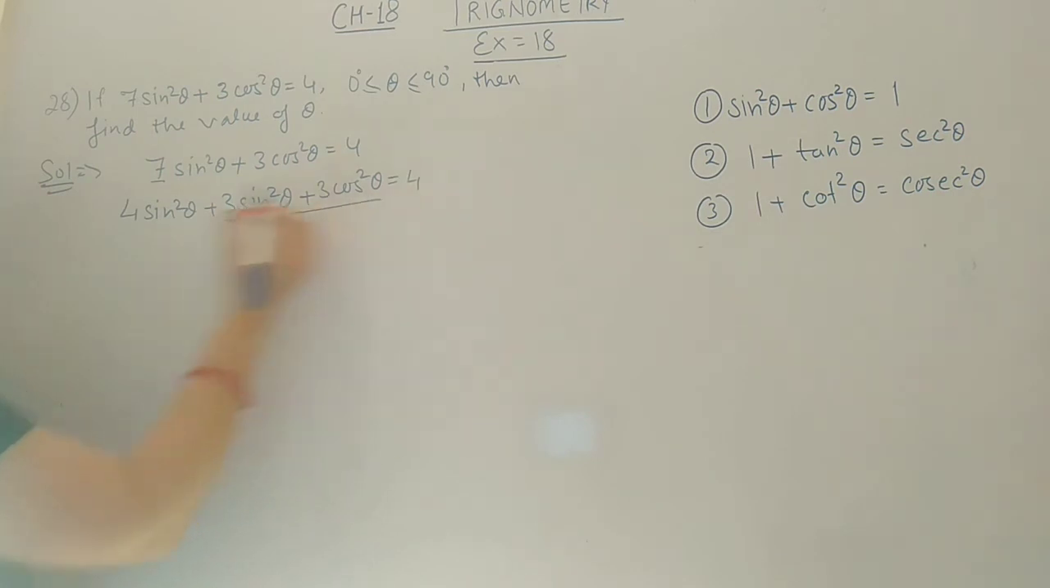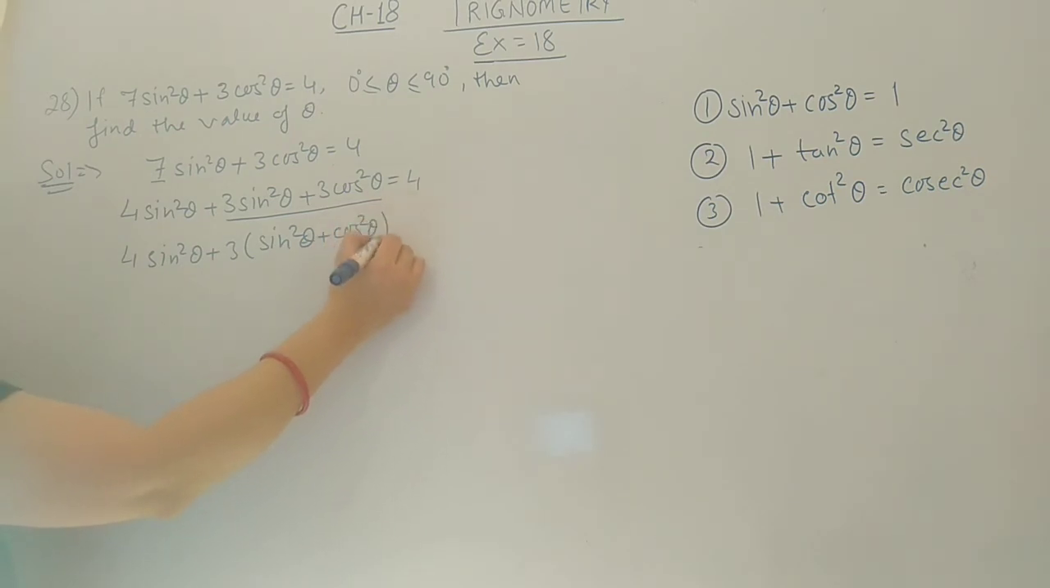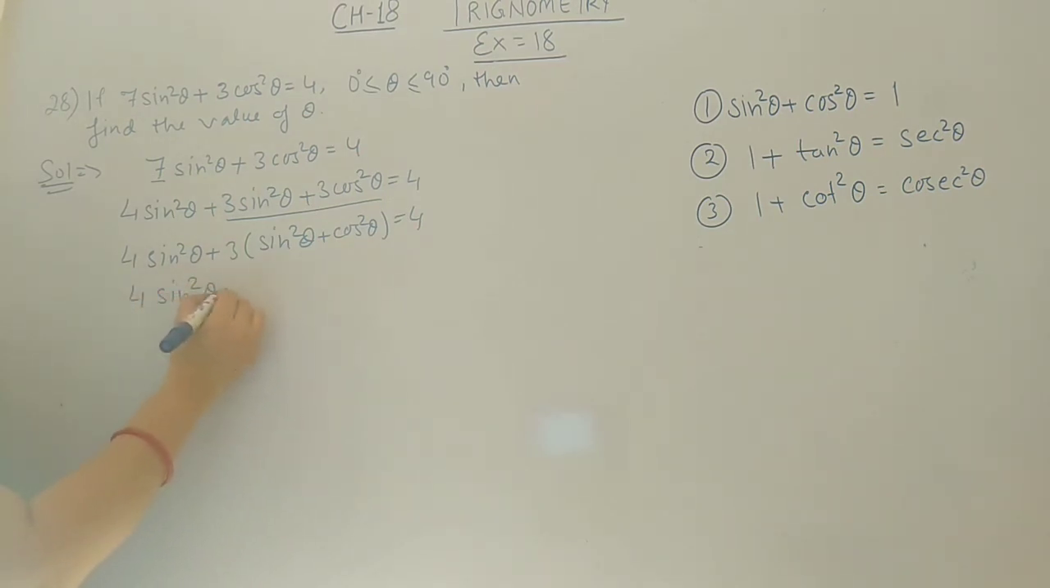Now in these last two, 3 we can take common. Then we will get sin square theta plus cos square theta, and the value of sin square theta plus cos square theta is 1. So in place of this bracket we will get 1. So we have 4 sin square theta plus 3 equal to 4. Now this 3 also we can shift to the other side. 4 sin square theta is equal to 4 minus 3. 4 sin square theta is equal to 1.